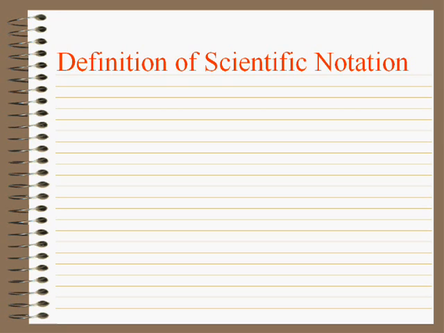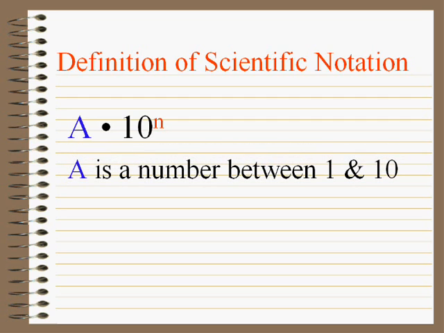The definition of scientific notation, the way that you would write something in scientific notation, is to write it as a number a times 10 to some number n, where a has got to be between 1 and 10, and n has got to be an integer. Recall what an integer is: a signed whole number, negative or positive or 0.